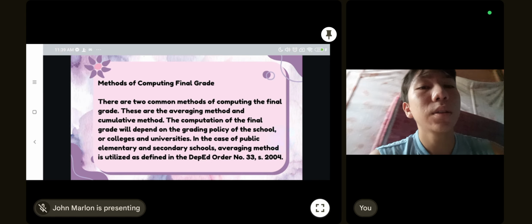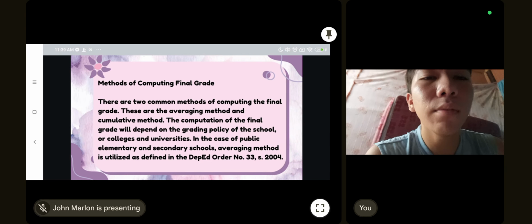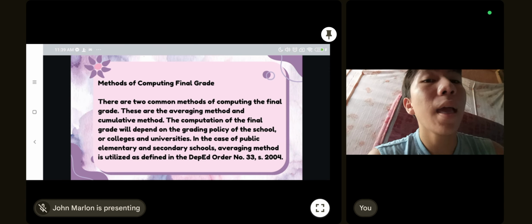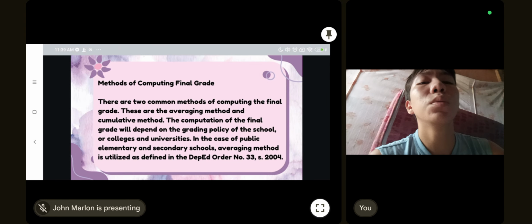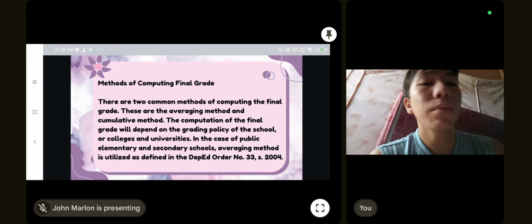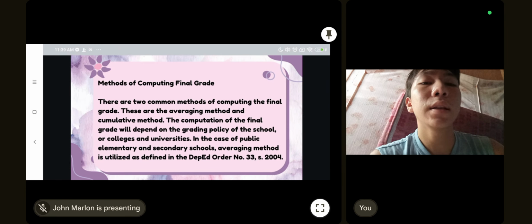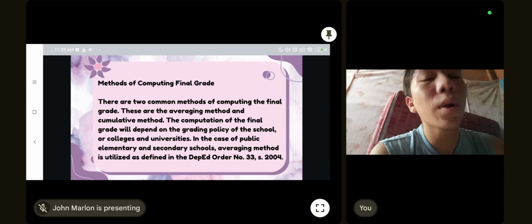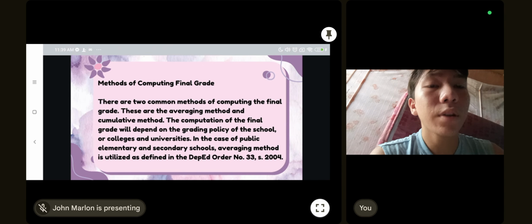Moving forward, we have the methods of computing the final grade. There are two common methods of computing the final grades: the averaging method and the cumulative method. The computation of the final grade will depend on the grade policy of the school, college, or university. In the case of public elementary schools, the averaging method is utilized as defined in DepEd Order Number 33 of 2004. So in DepEd, the method they use is the averaging method.